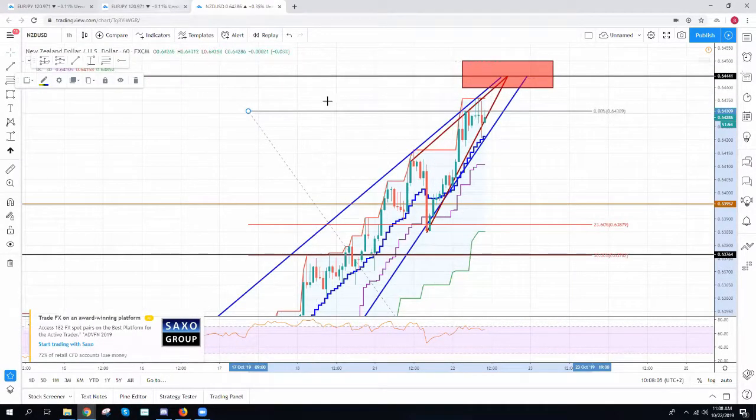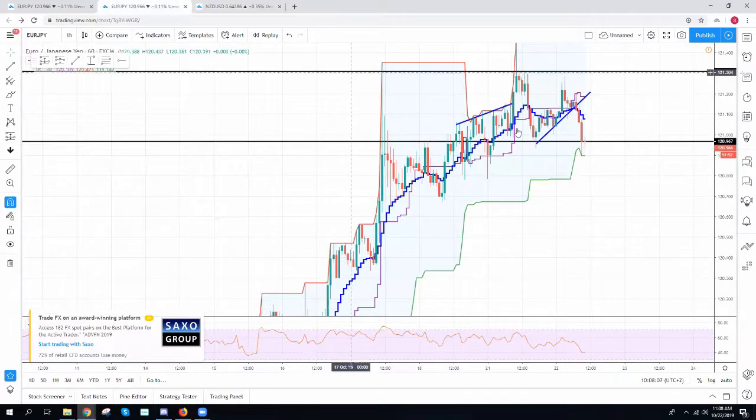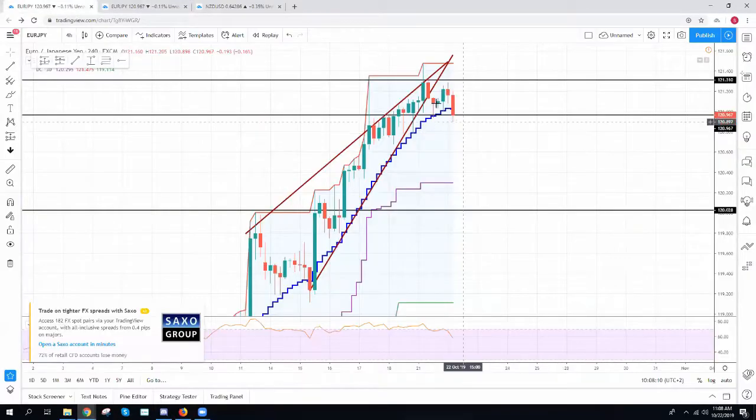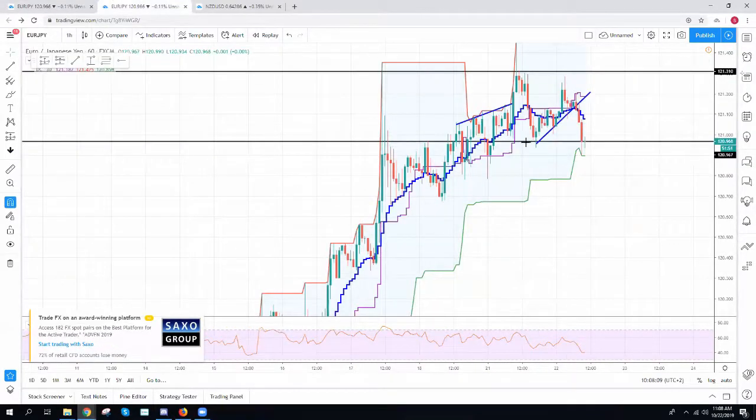NZDUSD. Now there's a contraction within contraction. EURJPY. Here's the contraction. Breakout. We're waiting now for price action to break this level. We're going to see if we can. And if it can, then that's going to be absolutely amazing. And I think it really could, to be honest with you. I really think it could break out of this. So we're going to put another sell stop there. And that's going to be enough.